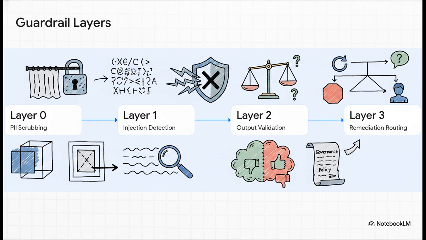Aggressively masking healthcare or financial PII and catching hidden JSON fields. Then it stops prompt injections in layer 1 using classifiers and structural analysis. Next up is layer 2, where it validates factual consistency and toxicity. And finally, it routes automatic remediations in layer 3, deciding instantly whether to retry a prompt, block it entirely, or escalate to a human. This is where your governance policy stops being a document and becomes actual operational code.